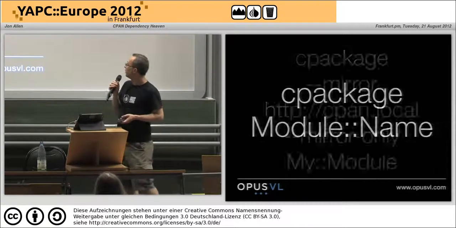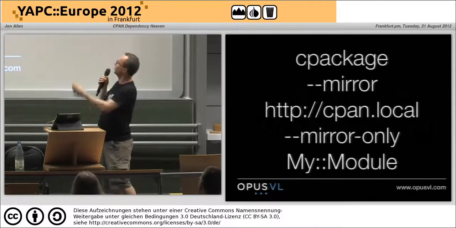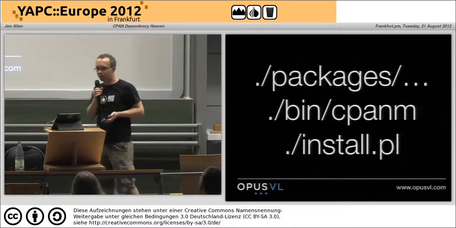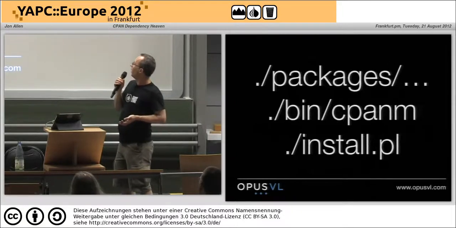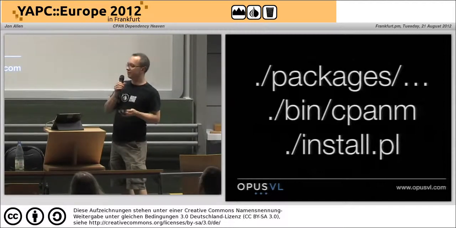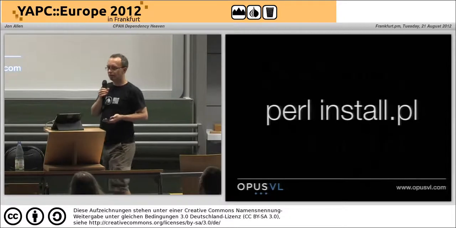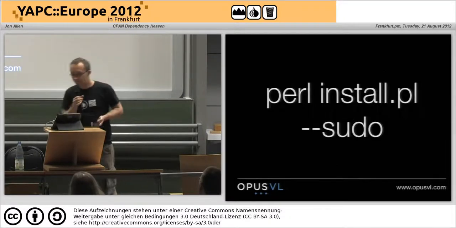Now, because cpackage is a wrapper around CPAN minus, it accepts the same command line options. So we can give it --mirror, we can give it --mirror-only. What you will see is that it builds you a package directory, with a bin directory containing an embedded copy of itself and an install.pl script. So do that and you're done.